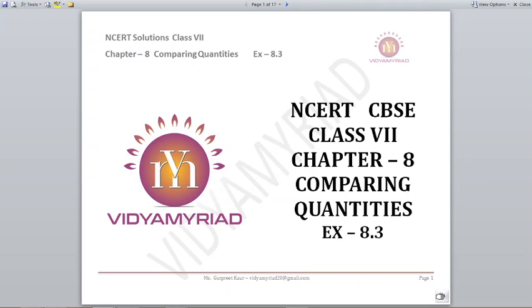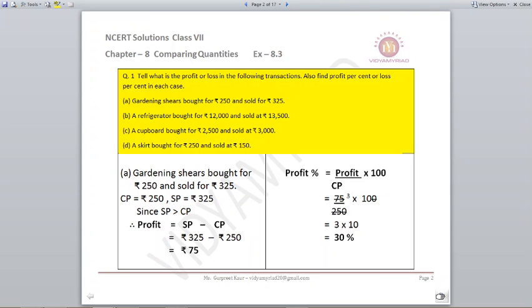This video is made for class 7th on chapter number 8, comparing quantities, and let's begin with the exercise 8.3 of NCERT. Question number 1. Tell what is the profit or loss in the following transactions. Also find profit percentage or loss percentage.